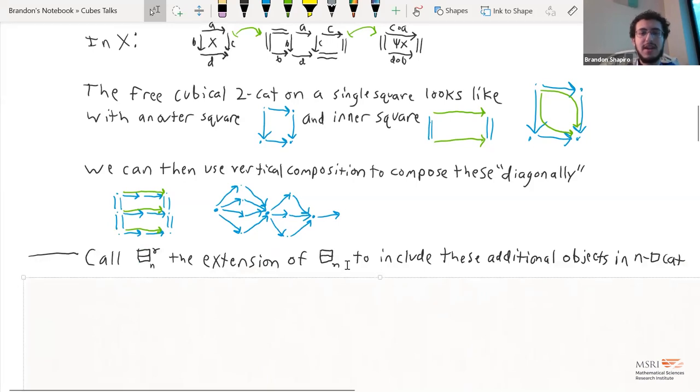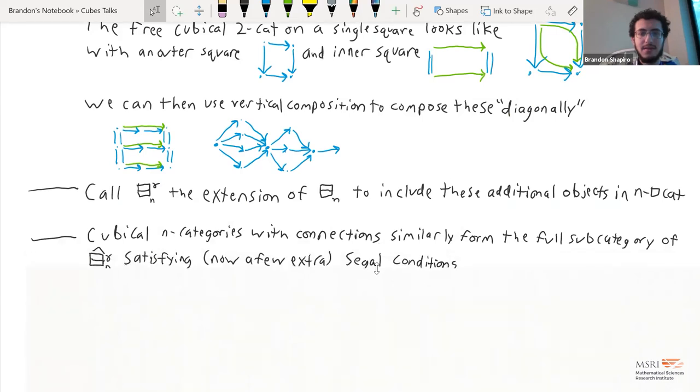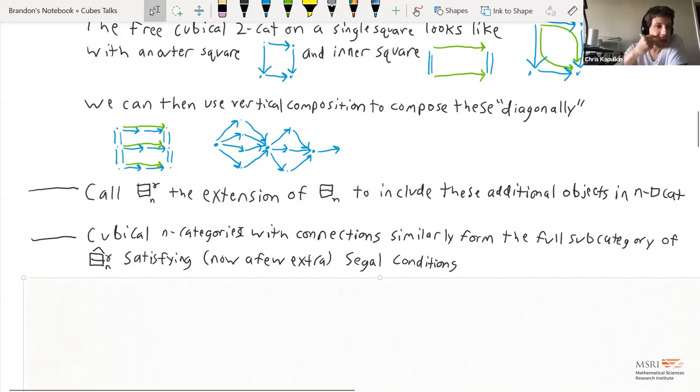So we'll give a name to that. I'm going to call it theta n gamma. This is just extending theta n in cubical n categories to include these, again a full subcategory. So what are some maps that we have here? I'm not going to go into too much detail on this, but essentially the Segal conditions extend naturally. You add in a few extra corresponding to these new compositions, but cubical N categories with connections can be defined just as well.